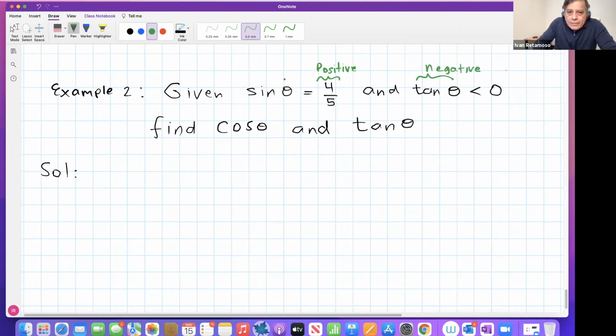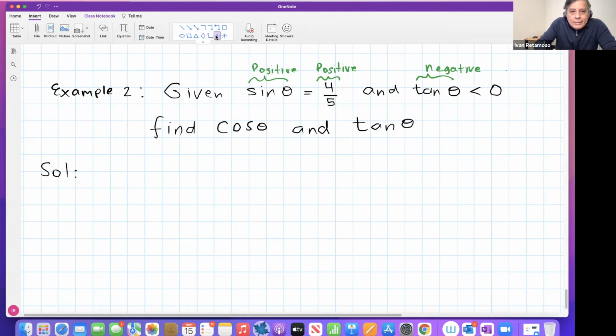So remember those questions that we were working on? Here, sine of theta positive, tangent of theta negative. So where is this angle then? In which quadrant?